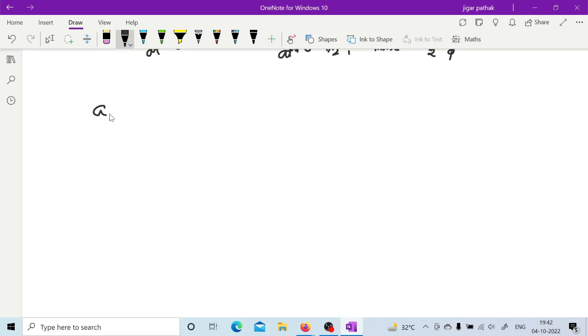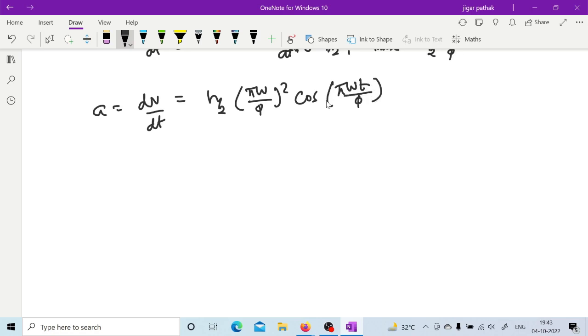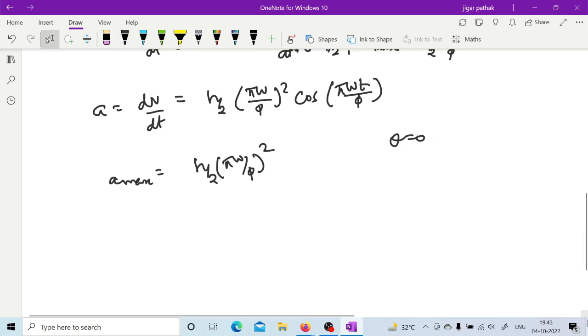If you go for acceleration, that is dv by dt, that will be h by 2 into pi omega by phi whole square, and cos of pi omega t by phi, right? And here again at theta equal to 0, you will have a maximum, right? So that is h by 2 into pi omega by phi whole square. So this is how you have the maximum velocity and acceleration during this simple harmonic motion, right?